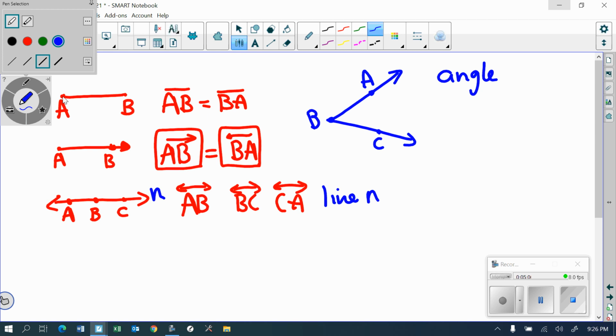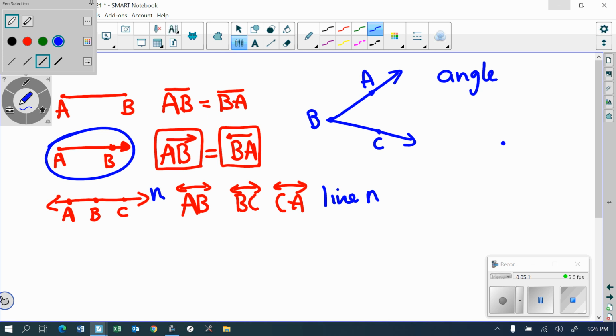Those are two rays that we just talked about. Two rays make up an angle, and they must share a common endpoint. This common endpoint is B. So that's the definition of an angle: two rays that share a common endpoint. Now, that's also close to the definition of a line.